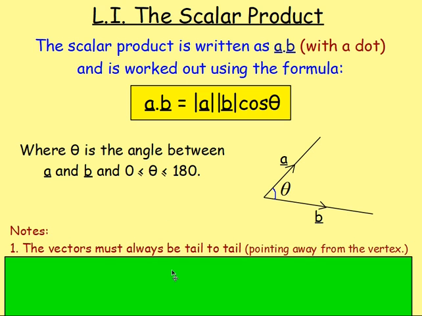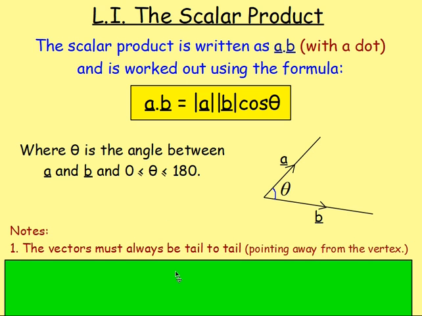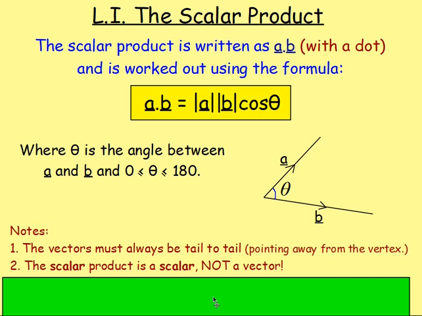A few notes here. The first note is that the vectors must always be tail to tail. So you can see here they're pointing away from the vertex, and they must always be like that before you work out a dot b. Also, when you multiply them together, it's very important that the result is a scalar. It is not a vector. That is something we will look at in Advanced Higher Maths. Just now, we're multiplying them, and we will end up with a scalar.